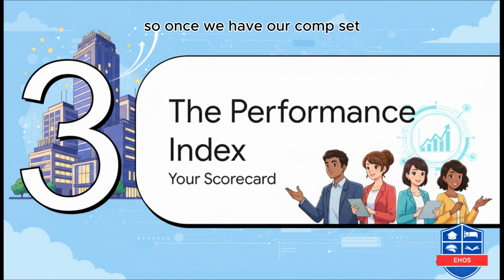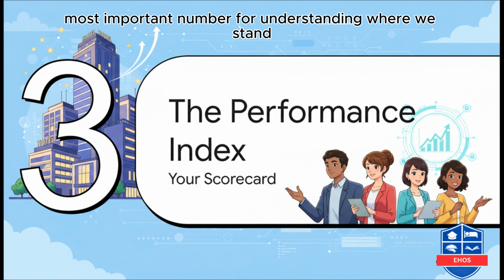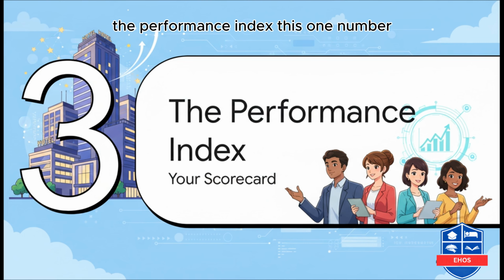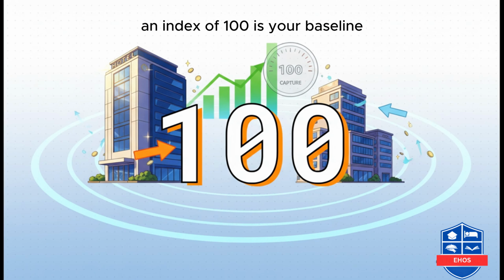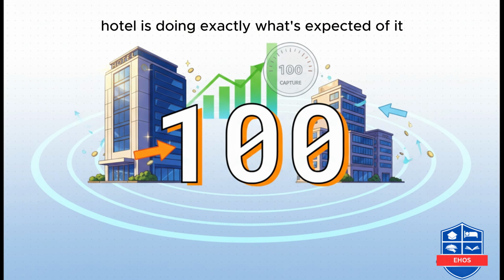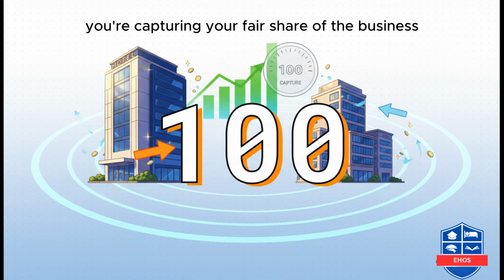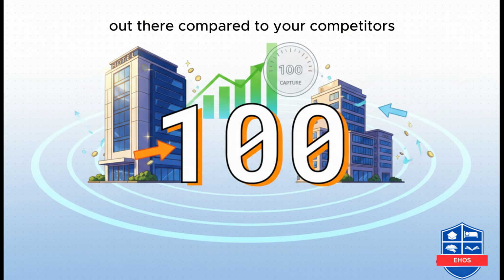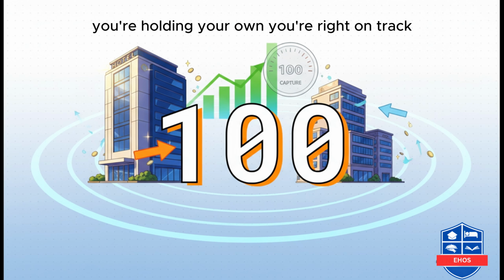So once we have our comp set locked in, we can get to the good stuff. We can calculate the single most important number for understanding where we stand, the performance index. This one number gives you such a powerful at-a-glance snapshot of how you're doing. An index of 100 is your baseline. It's par. It means your hotel is doing exactly what's expected of it. You're capturing your fair share of the business out there compared to your competitors. You're holding your own. You're right on track.